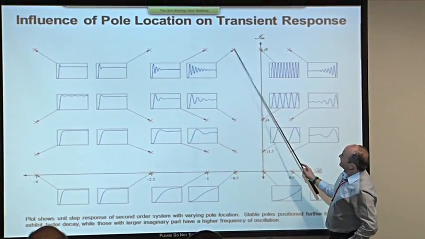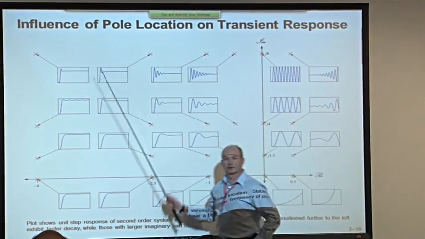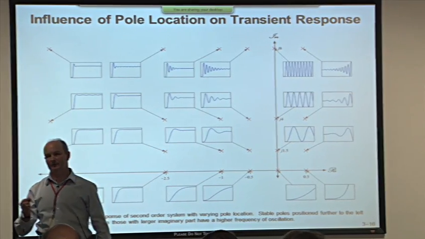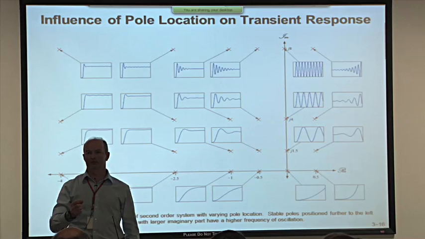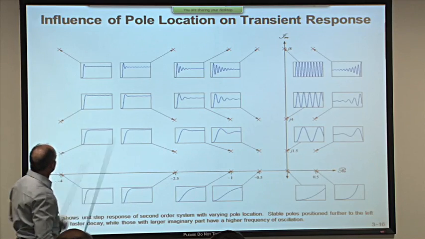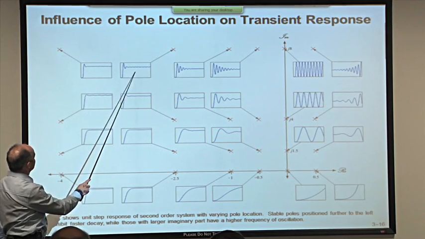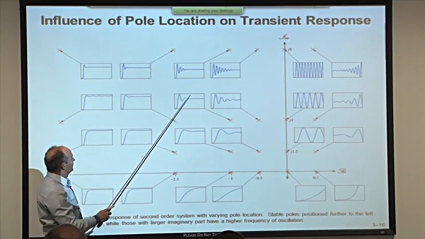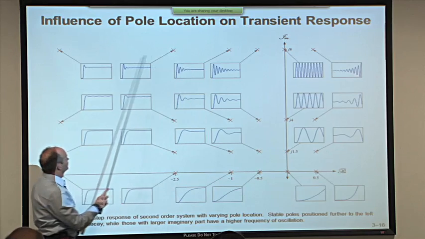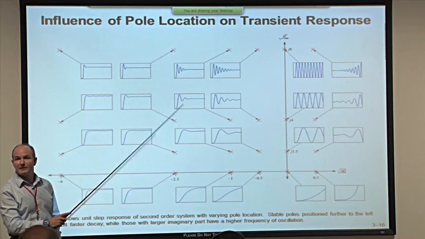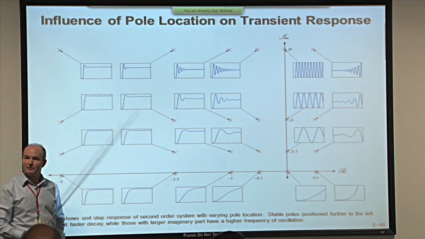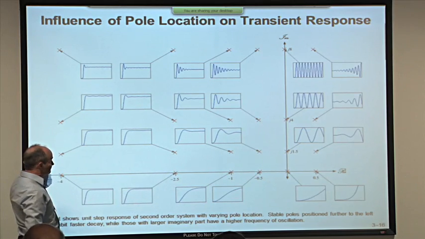And I've drawn a number of crosses on here. Each cross corresponds to the location of one of a pair of complex conjugate poles. It's a second order system that I'm plotting here. And associated with each of these crosses is a step response plot. Now, the important thing is that the time axis on each of these is identical, so we can legitimately compare these responses and see what happens to them as we move the poles around the complex plane.